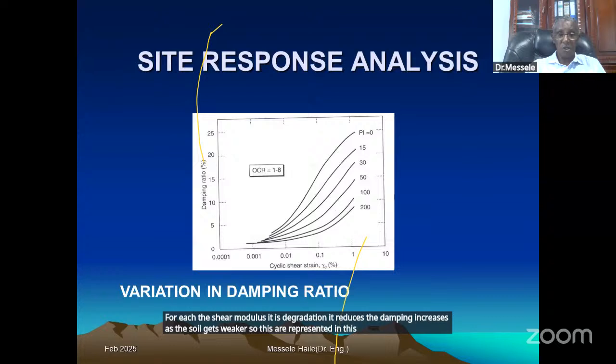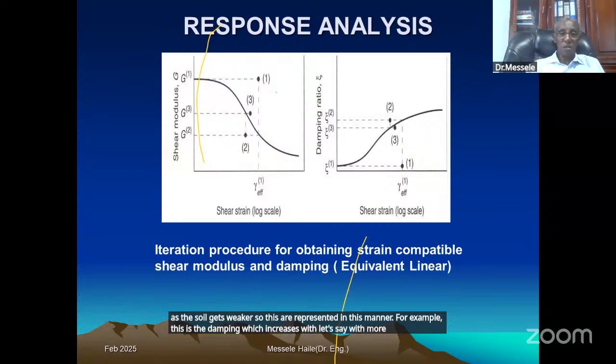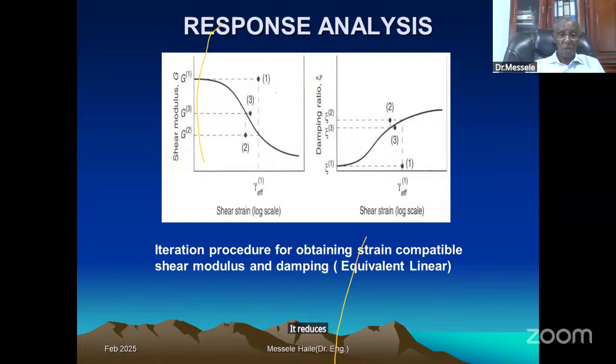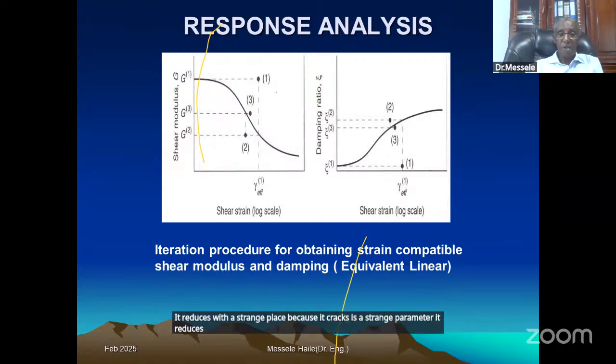So these are represented in this manner. For example, this is the damping, which increases with, let's say, more strain. And this is the shear modulus. It reduces as strain increases because it cracks. It is a strength parameter. It reduces, the damping increases. So this is what we get if we plot the one hysteresis slope at one point.